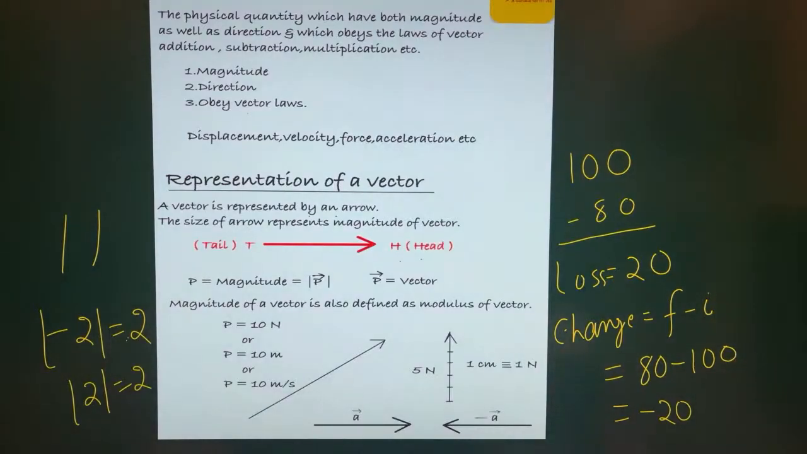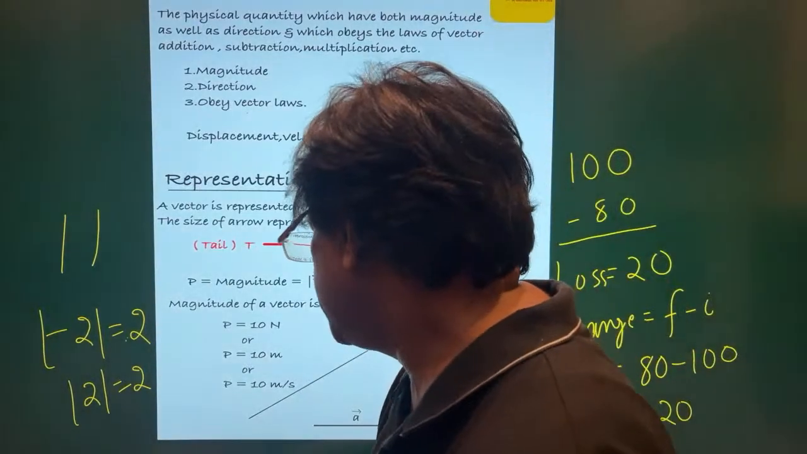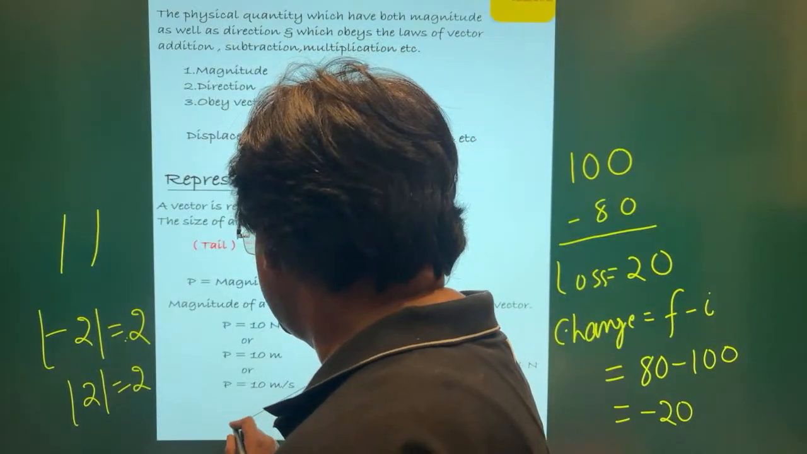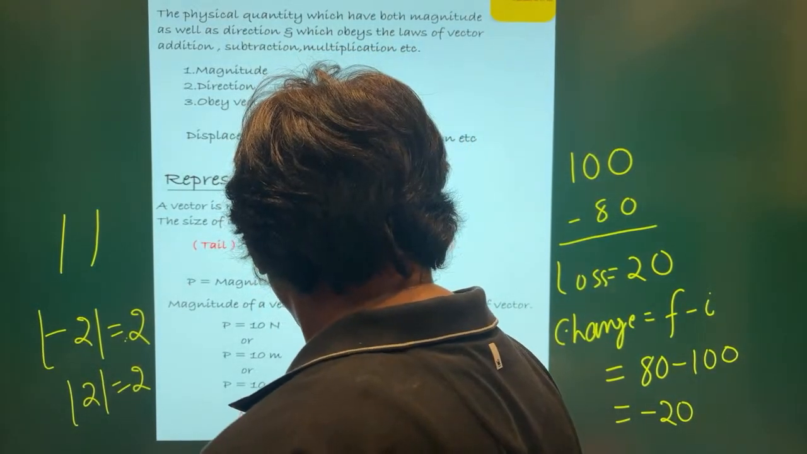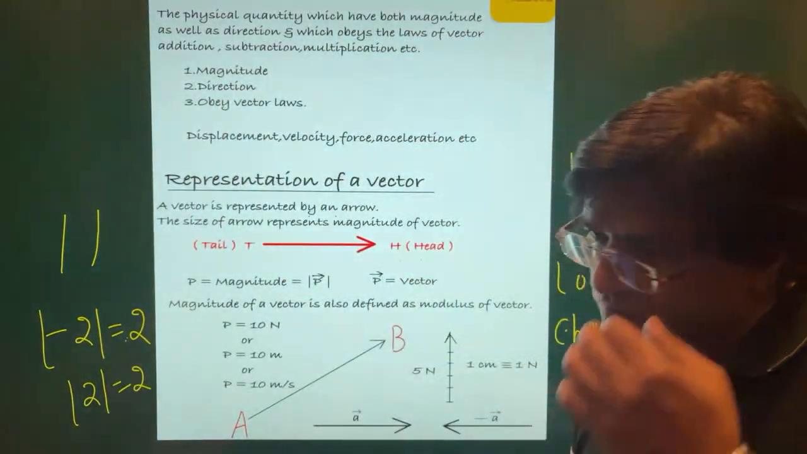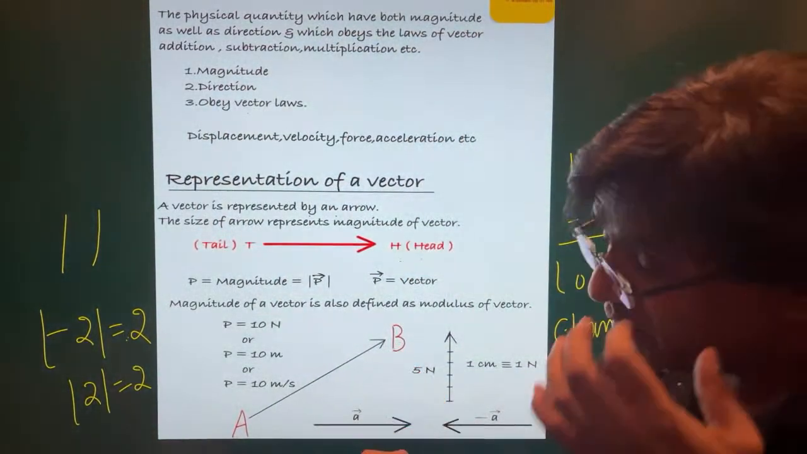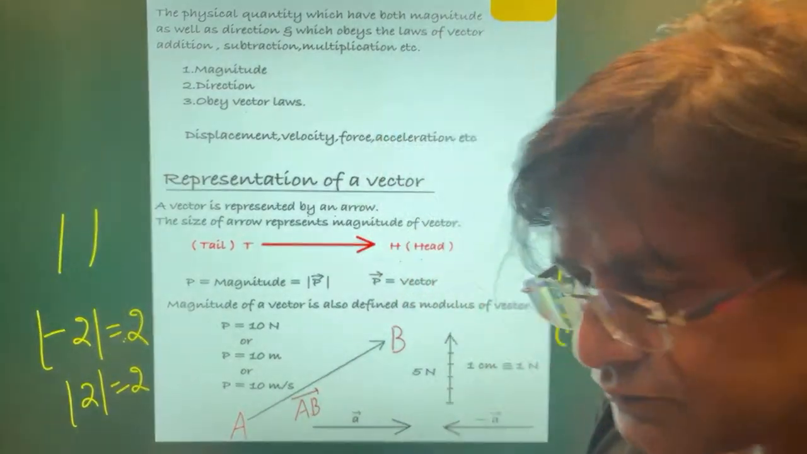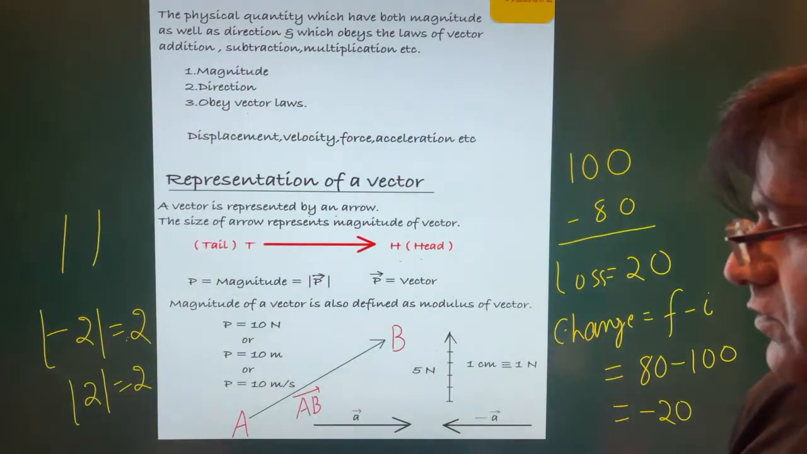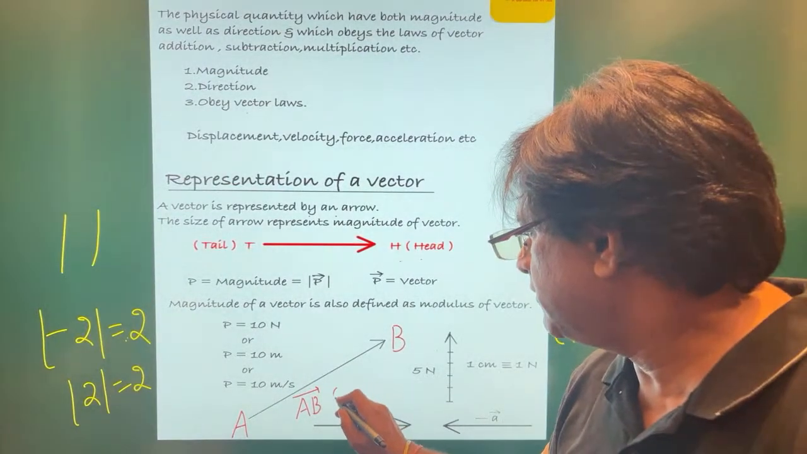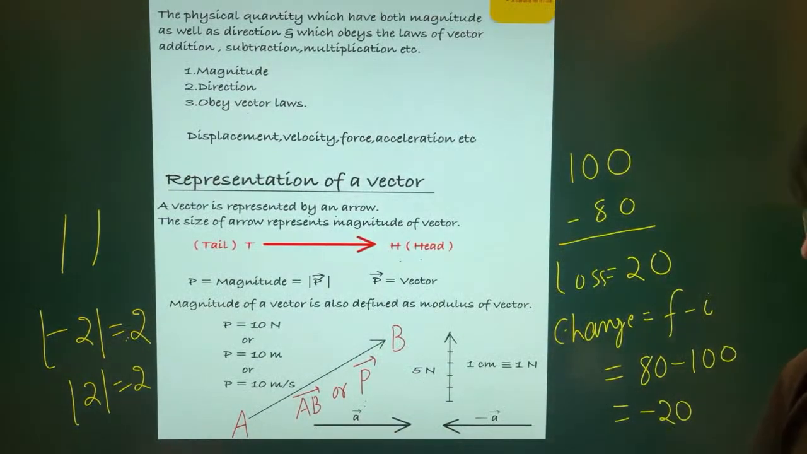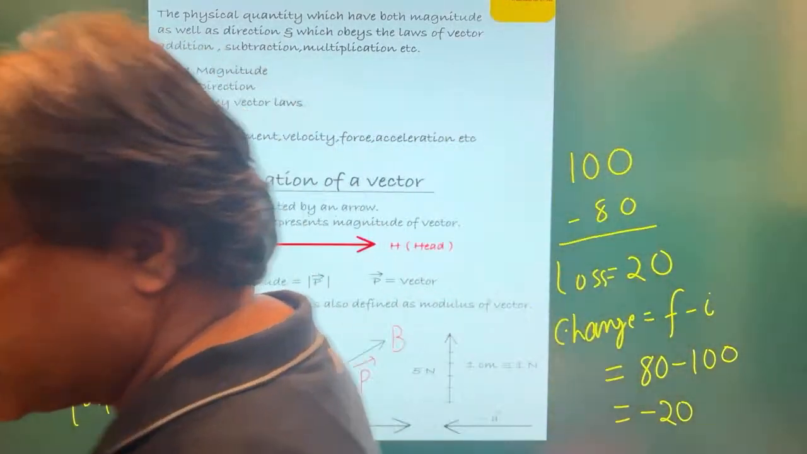Now a vector is represented with an arrow, and suppose this arrow starts at the letter A and ends at B. So the tail is A and the head is B. Then this AB is called a vector quantity, and it can be written as AB or by the letter P. So by this letter P we can say the AB vector or P vector. This is a vector quantity.